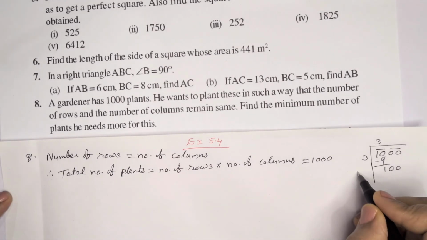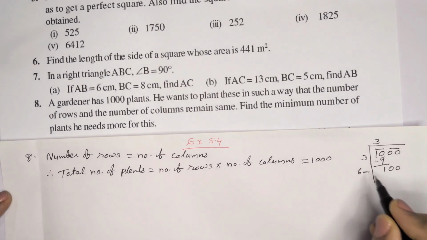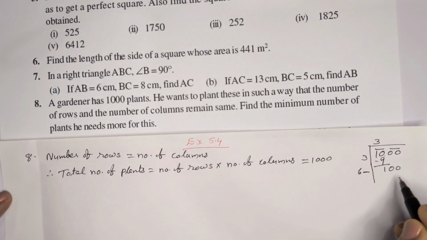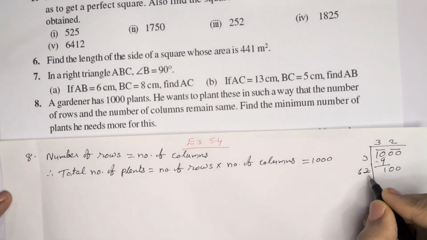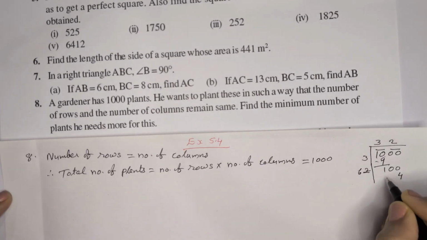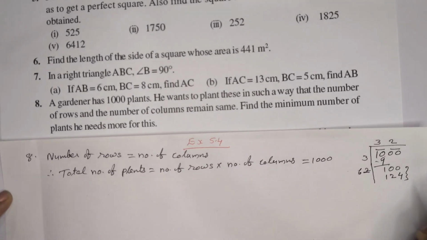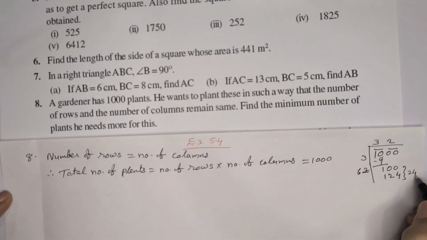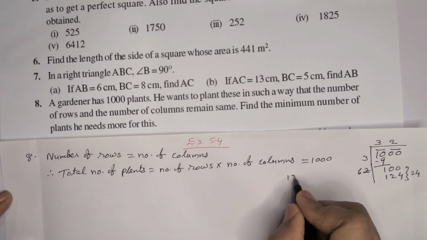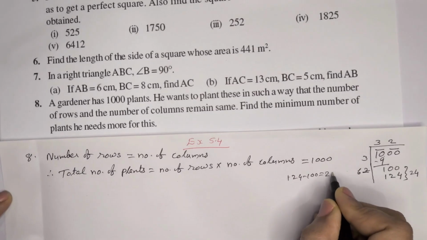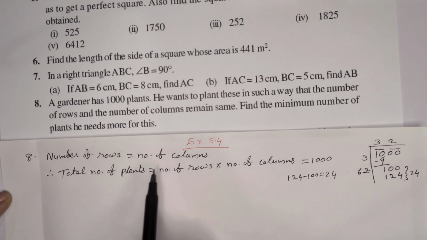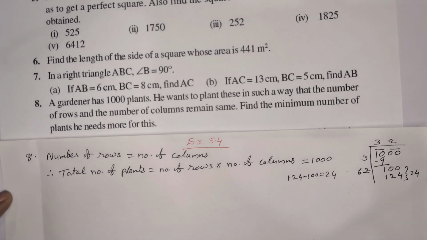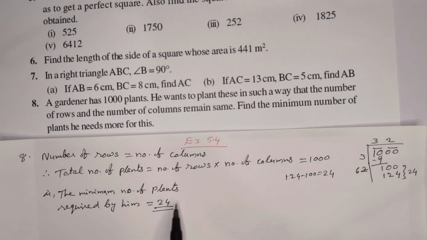So here if you are taking 6 and we have to find one digit here. If you are taking 1, it will come 61, that is the smaller number. At the same time if you are putting 2 here, 62 into 2, it will come 2 into 2, 4, 12, 124. And the difference between these two, that is 24. So we can directly write here 124 minus 100, that is 24. So he needs 24 plants more to make the same number of columns and rows. So we can write the minimum number of plants required by him is equal to 24.